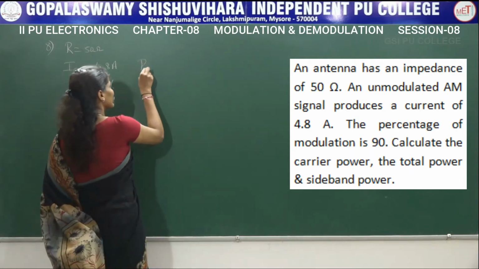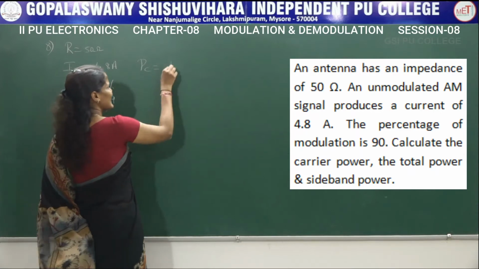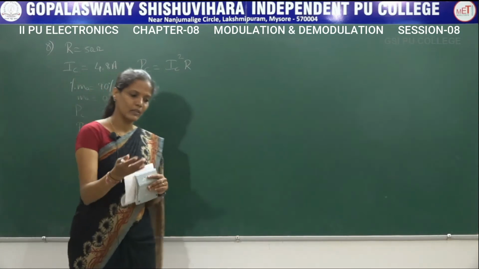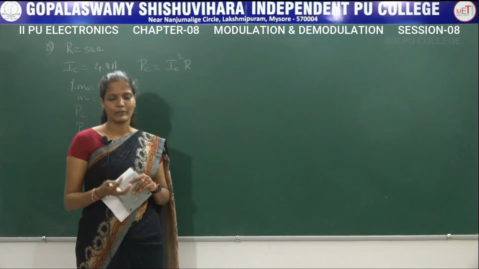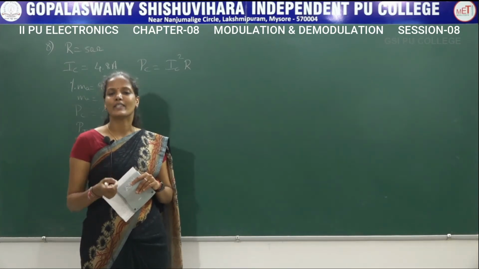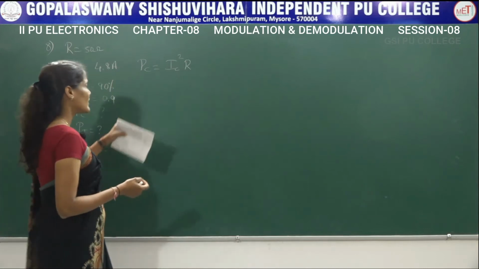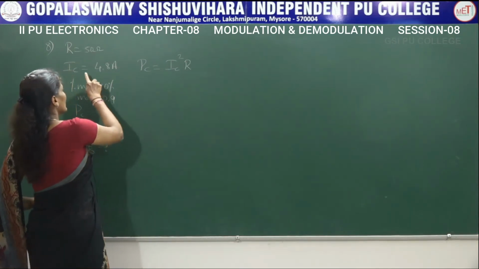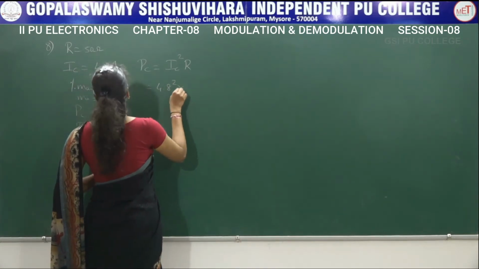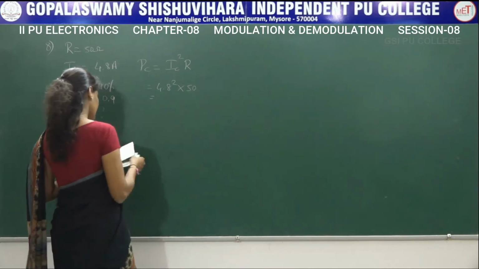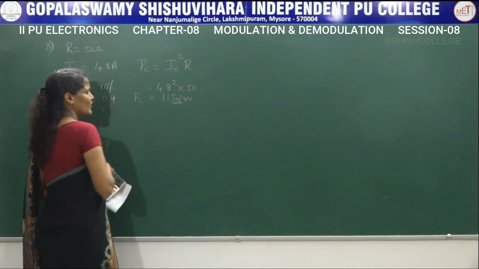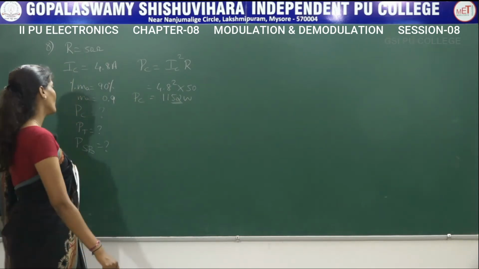We know that PC is equal to IC square into R. For the power relation, we can define it in three different ways: P is equal to V into I, P is equal to V square divided by R, and P is equal to I square into R. So here we are going to use I square into R because IC and R are given. So IC value is 4.8 square into R value is 50. So the answer is 1152 watts. So PC is equal to 1152 watts.